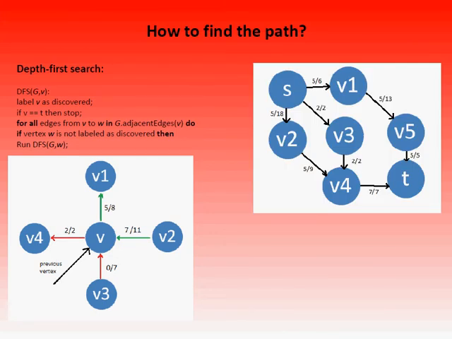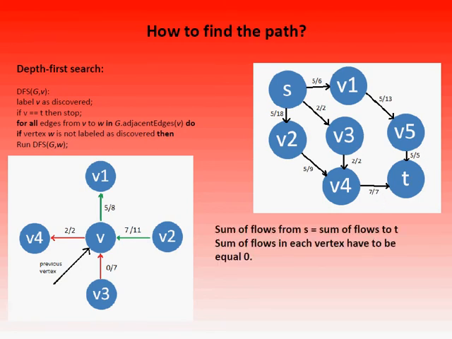So here's an example of a graph in which we cannot find another path because, as you can see, the edges which are pointing to the T are both full. So as I said before, the sum of the flows from S has to be the sum of the flows which are going to the T, and also the sum of flow in each vertex has to be equal to 0 because everything which goes to that vertex has to be sent from that vertex. So you can see it on that example.